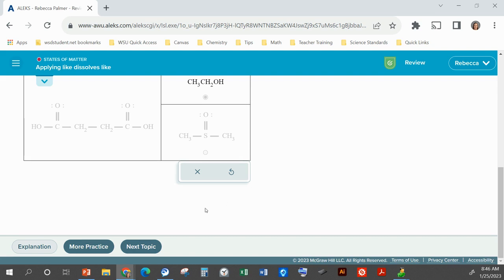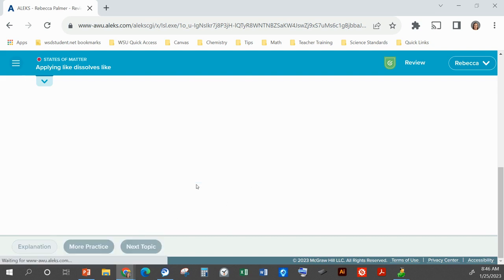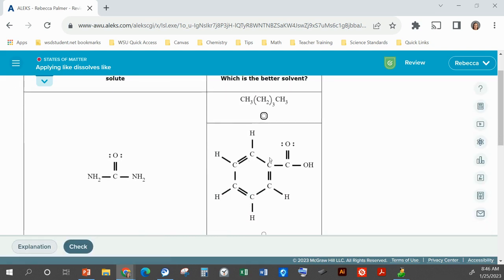One more? Okay, let's go. Okay, how about this first one? This one's covalent. This is molecular. Which solvent are we going to pick? I think I heard somebody say something about it. You think the bottom one? Okay, explain your reasoning.